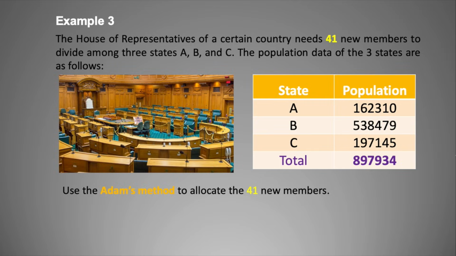Now, using the same example, wherein the House of Representatives of a certain country needs 41 new members to divide among the three states A, B, and C, having a population of 897,934, we're going to use the Adams method to allocate the 41 new members.